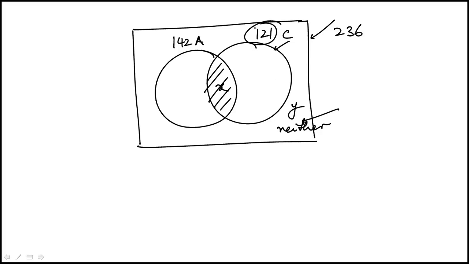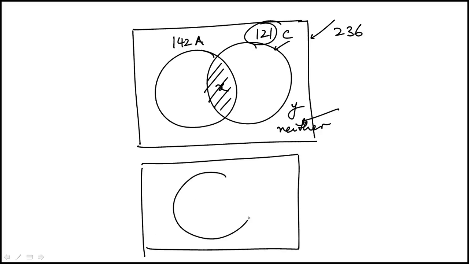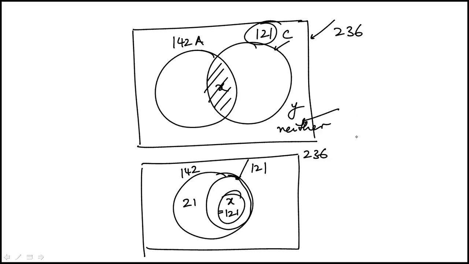and because this is the smaller quantity, I can think of it like this, that all the people who took chemistry also took algebra. So this circle is 121. In fact, that would be X. And the algebra is 142, and only algebra would be this region, which is 21, and the total is 236. So the maximum I can make the overlap is 121, is the answer.